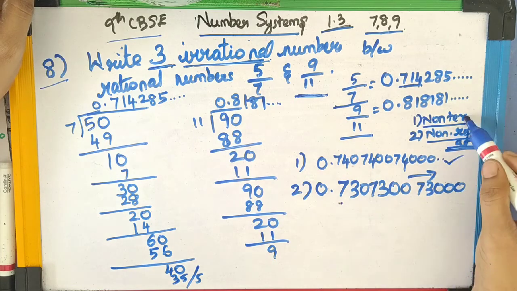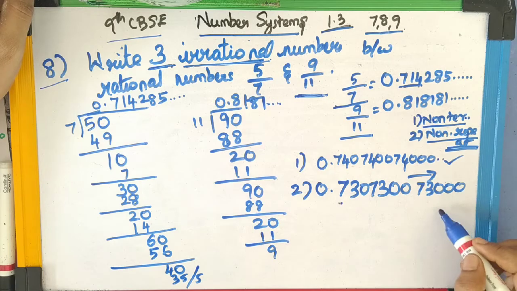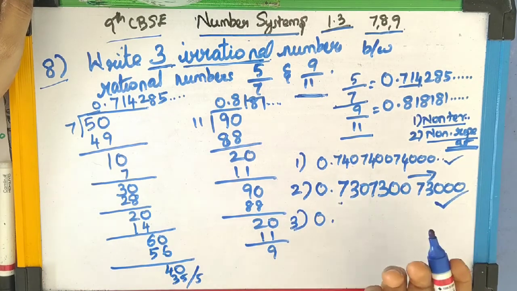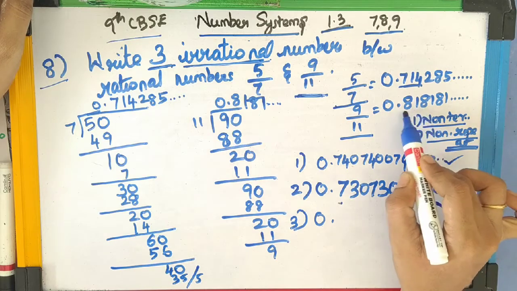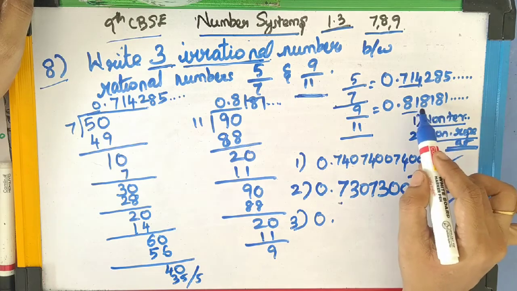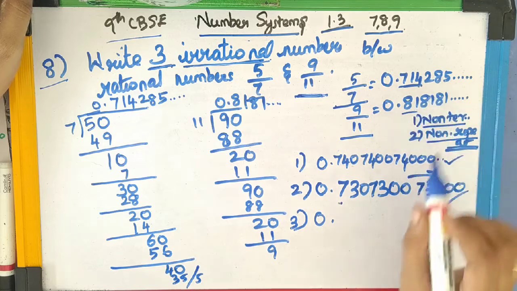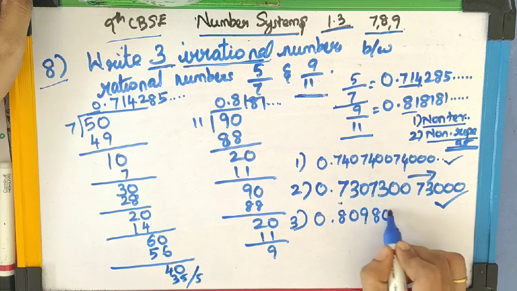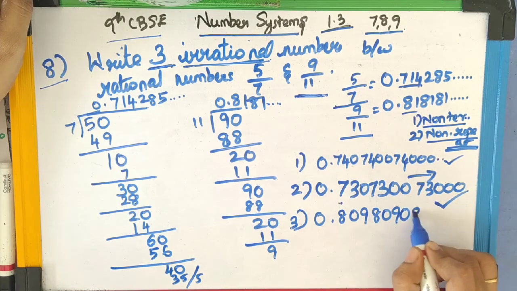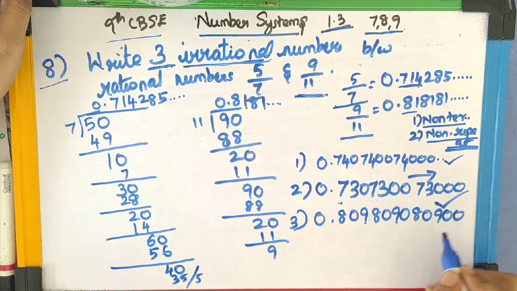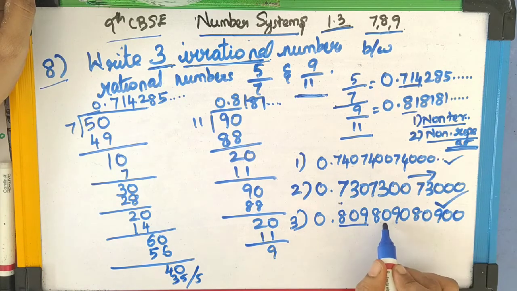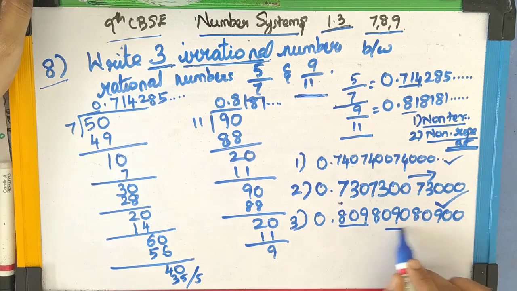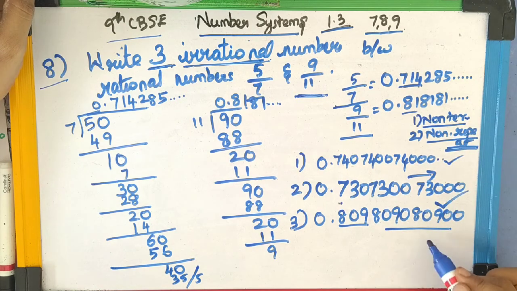Now let's say we can take the number using 0.8. We can take any numbers, it's your choice, but it should be non-terminating and non-repeating. So I am taking 809, 8090, 80900. So this number also satisfies two conditions, that is non-terminating and non-repeating.